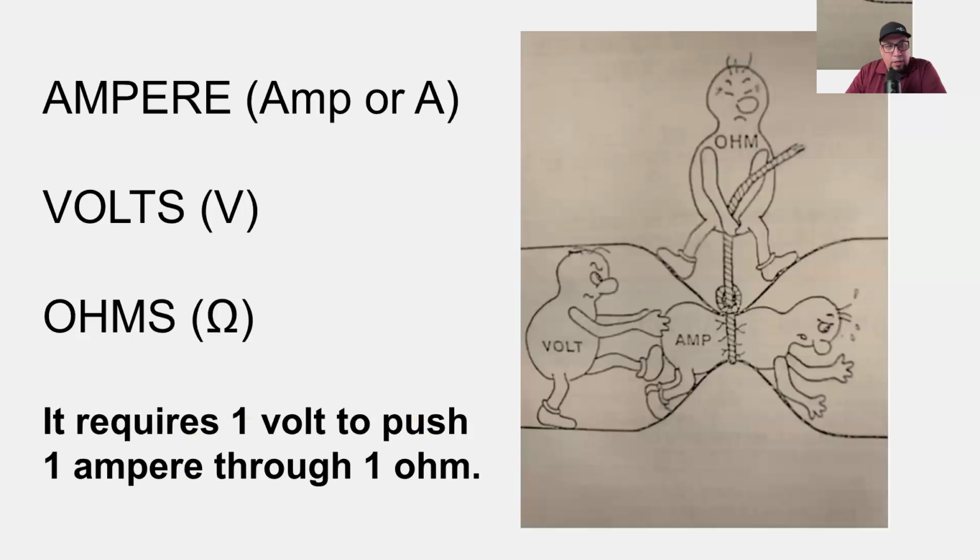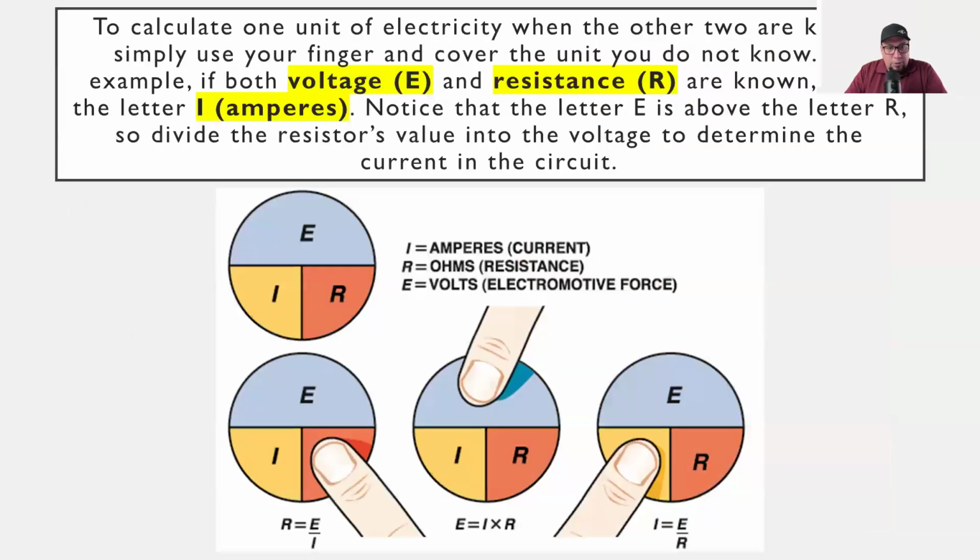Now we're going to go back to amperage, voltage, and resistance real quick, because we're going to be using these things in a math equation. Ohm's law is a basic math equation. Ohm's law tells us that it's going to take 1 volt to push 1 amp through 1 ohm. I'm going to show you the picture of the equation right here.